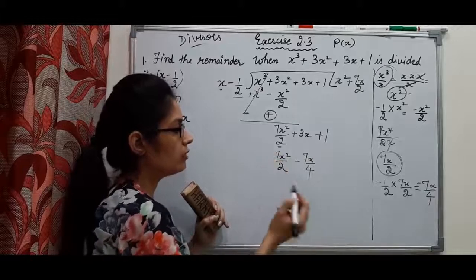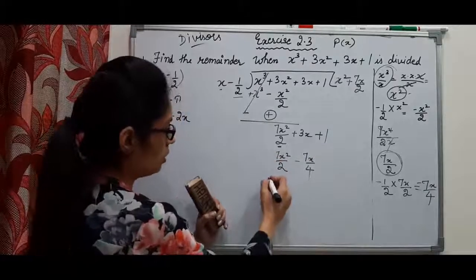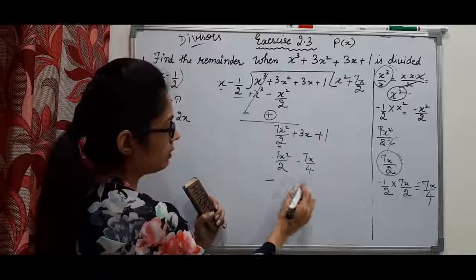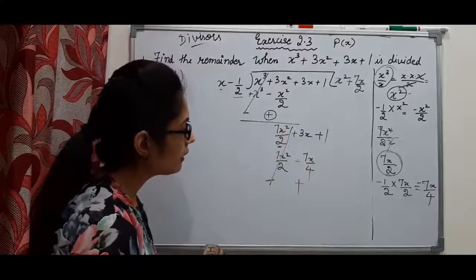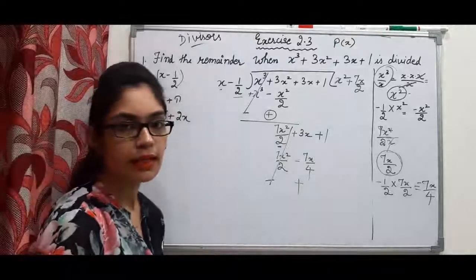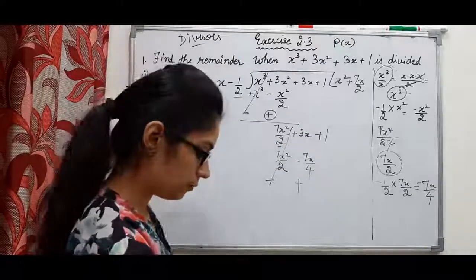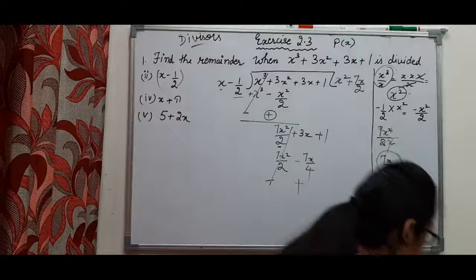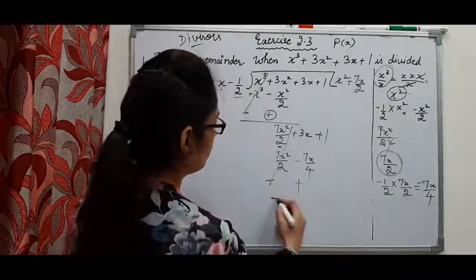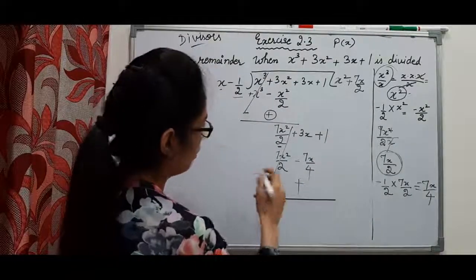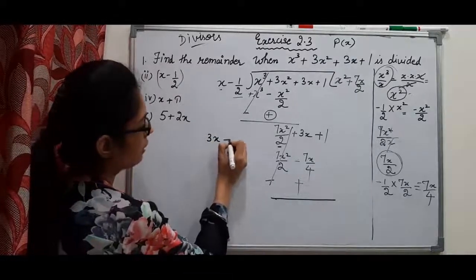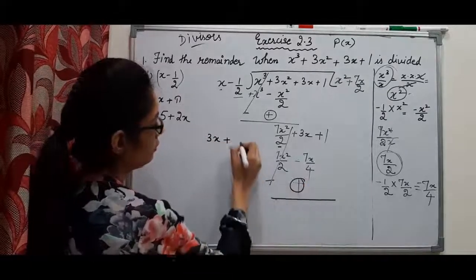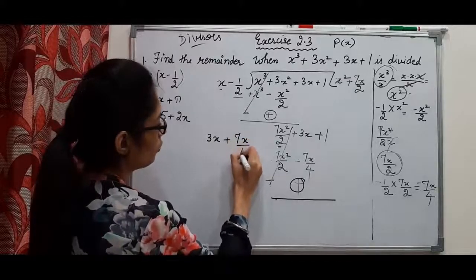So we have to change the signs now. This plus will be changed into minus and this minus will be changed into plus. These terms will get cancelled, because same terms with opposite signs always get cancelled. And this we can see 3x plus, because plus is there, 7x by 4.